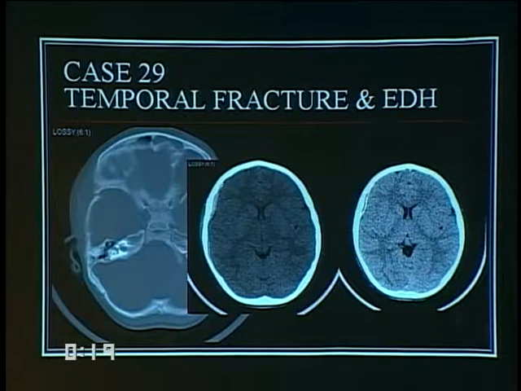This child has this thin rim of high attenuation epidural hemorrhage, which is seen slightly less well on this later image after it's been drained, and has a fracture of the temporal bone.